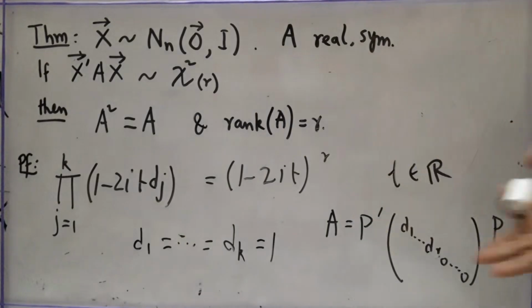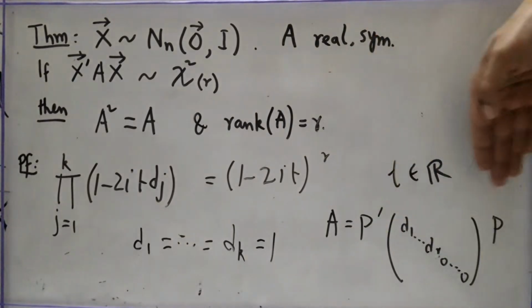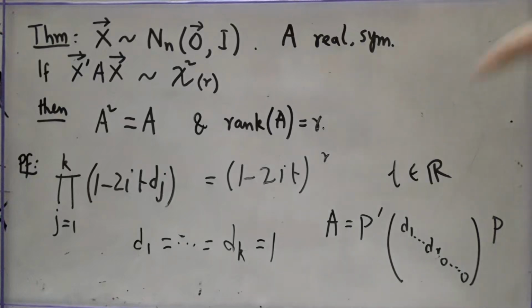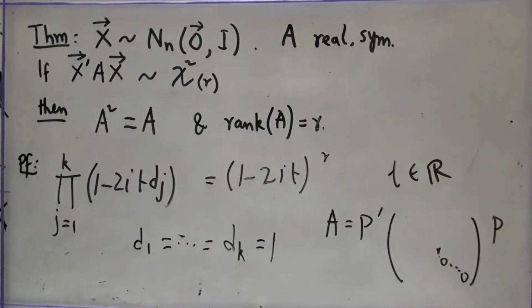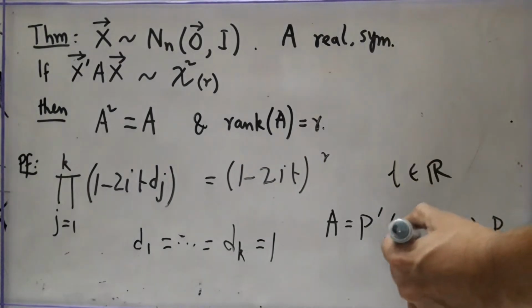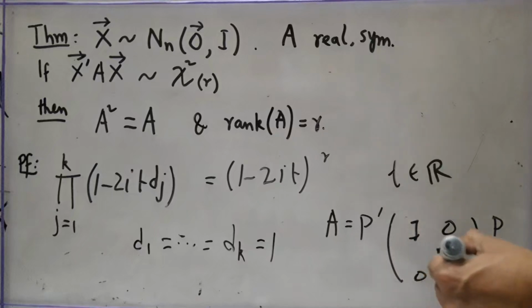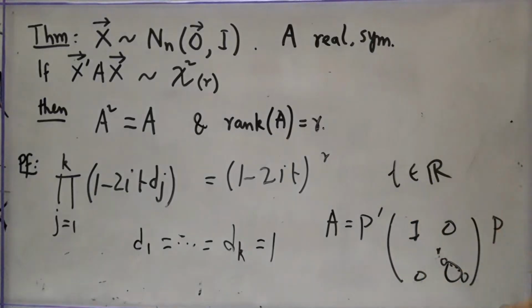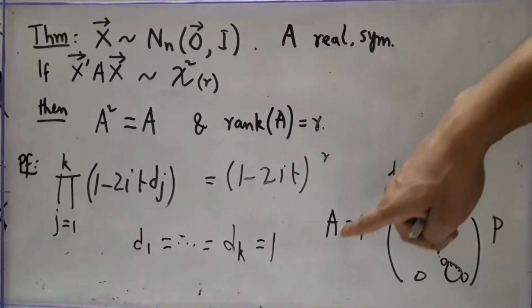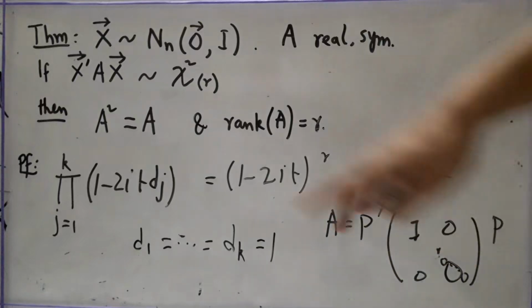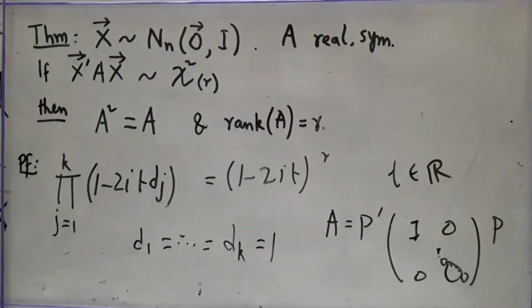Now the spectral decomposition of A that we had started with was of the form P transpose D P. Now I see that all these d's are 1, so this is basically the identity matrix, and the rest are 0, 0, 0. So A must be of the form P transpose [I 0; 0 0] P, where P is orthogonal. Any such matrix is an idempotent matrix, so A must be idempotent. And that completes the proof of this theorem.